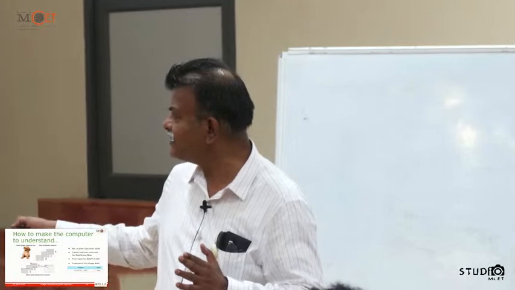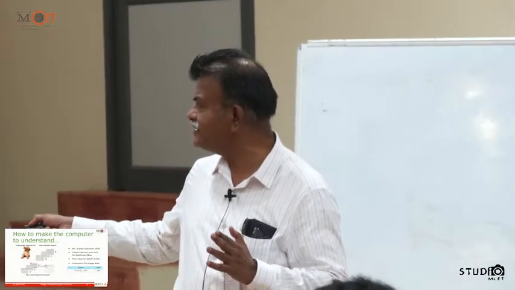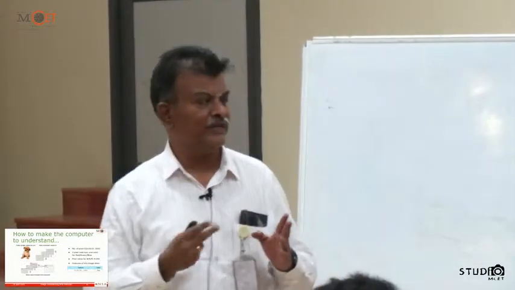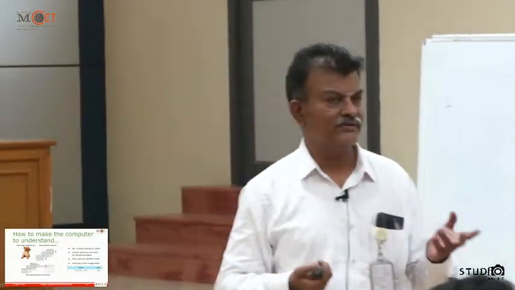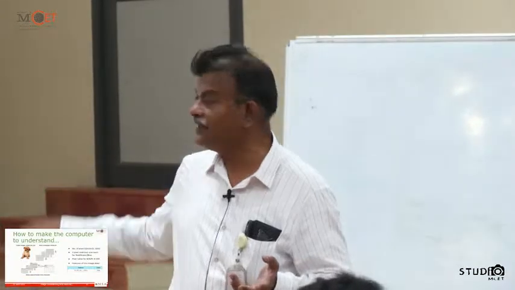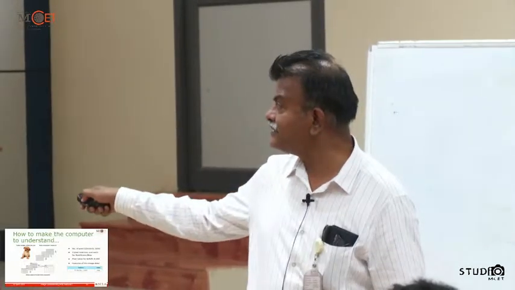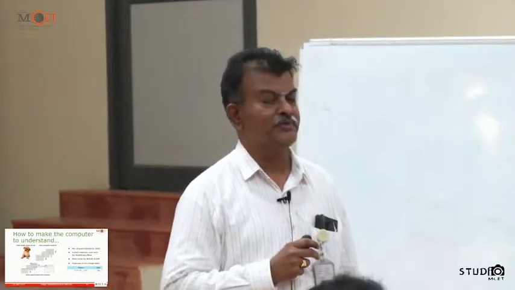Suppose if I am extracting the size of the image, it's also what? 352 values. Can my computer say that it is dog? Background is different. Here the background is white. Here the background is something, a grassy-like structure is available. What about ears? Ears are like this. Here there is no tongue at all. Here tongue is available. Here there is a problem.